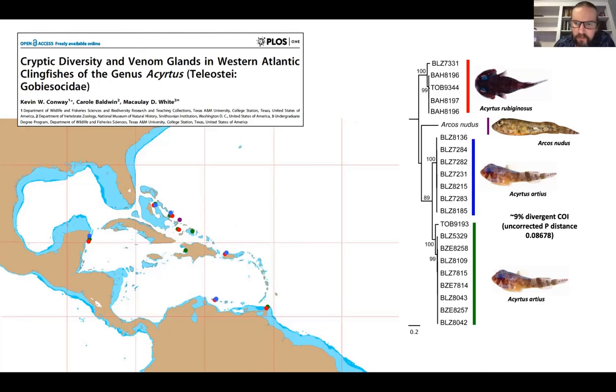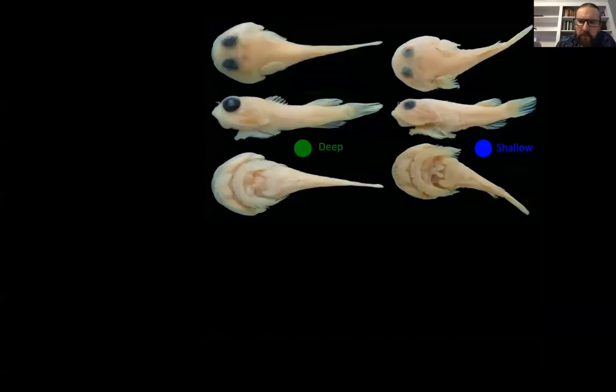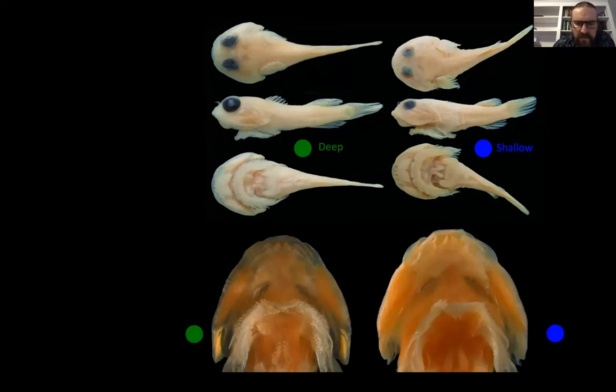This is quite common, and a lot of people refer to this as cryptic species these days. So Carole Baldwin sent me material, and I looked at it, and there wasn't a lot of differences initially, but one feature that stood out was this opaque patch of skin just behind the opercular apparatus in the so-called deep lineage or the green lineage, which was absent in the blue lineage. And this was very interesting to me.